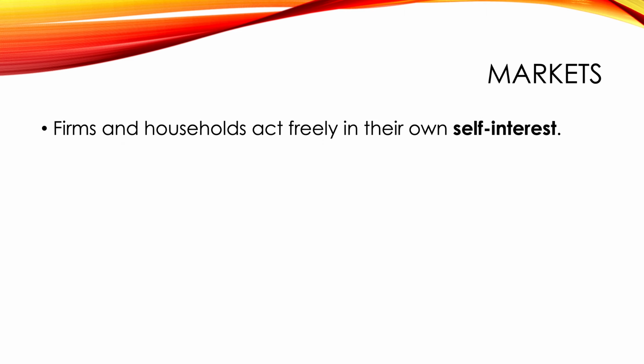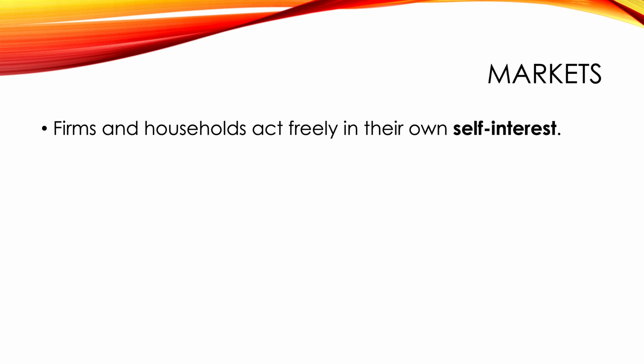A market is just a place where buyers and sellers come together, whether they're buying products or whether they're buying factors of production. Now, the key thing here, because the government's not telling them what to do, firms and households are all doing what's best for themselves. They're acting in their own self-interest. They don't care about the other one. They're not trying to make the other one better off. They're only in it for themselves.